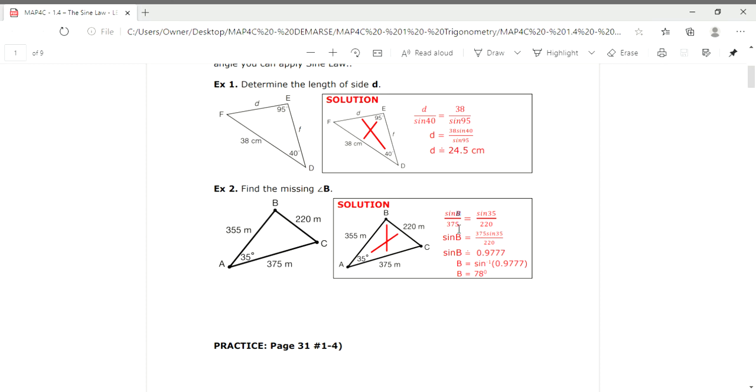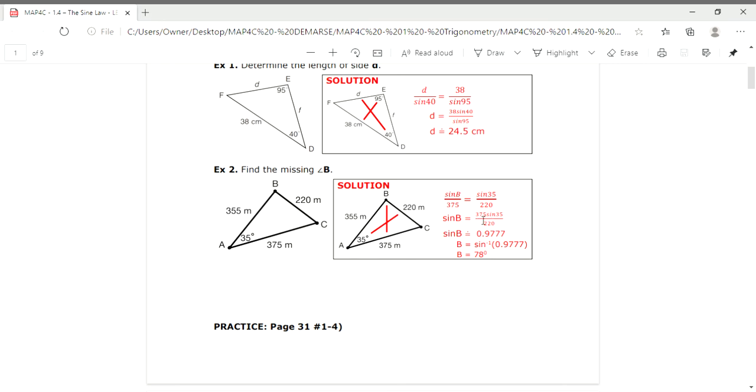Solve for B. We're currently dividing by 375. Opposite operations to bring it to the other side. Instead of dividing by 375, we should multiply by 375. That'll bring it across the equal sign. We'll be left with sine B is now equal to 375 multiplied by sine of 35 degrees divided by 220. And doing that big right-hand side in a calculator, it gives me a decimal value of 0.9777. I currently have sine B is equal to approximately 0.9777. I'm looking for angle B.